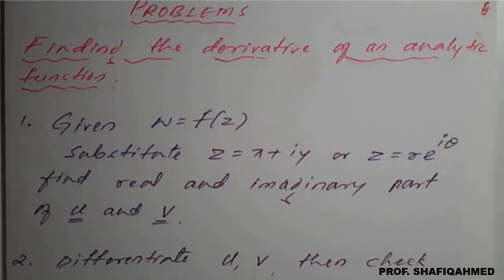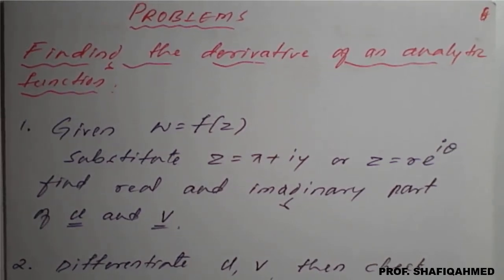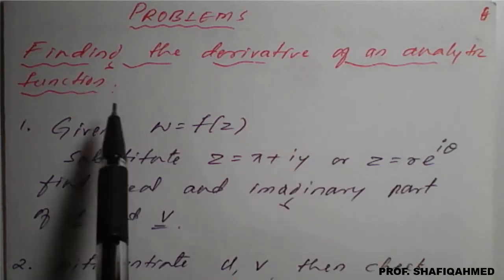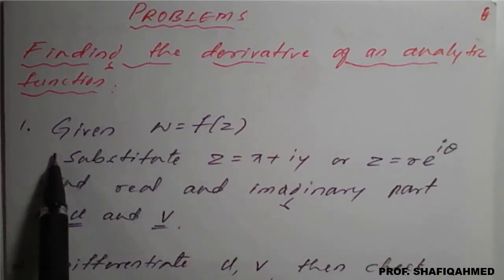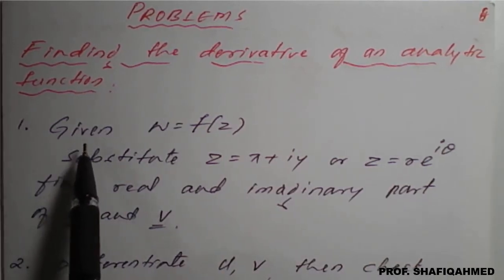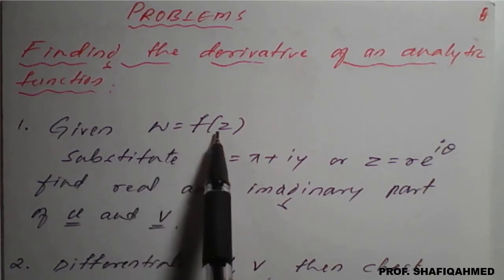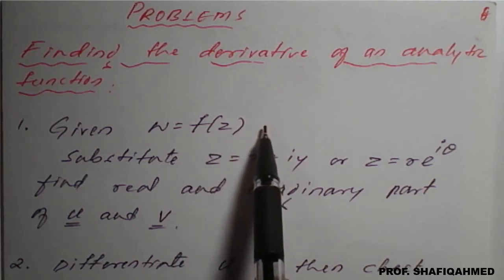Hello everyone. So in this lecture we'll see the steps to find the derivative of an analytic function. Here step number 1 is: given w is equal to f of z, you will get a function w is equal to f of z, or f of z is equal to some function.